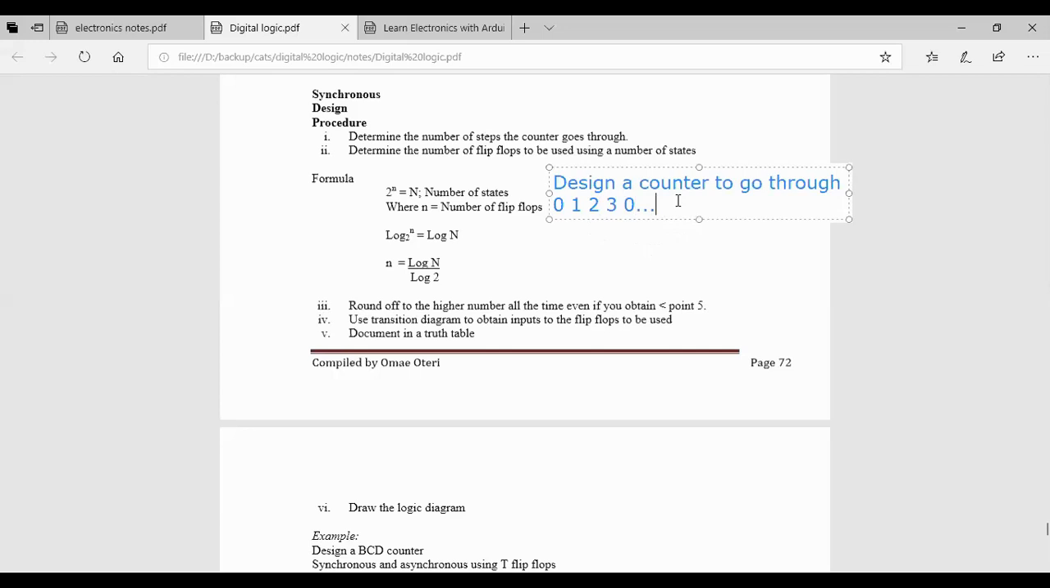So the first thing we are told is to determine the number of states. How many states are there? Capital N, number of states. So 4 states. Number of flip-flops, small n, is equal to 2 flip-flops. And please note that I'm using the formula.